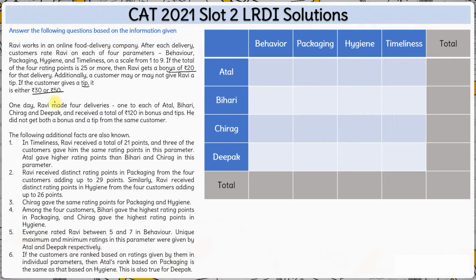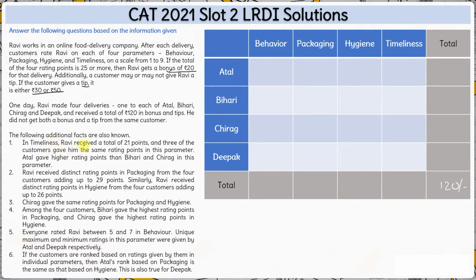50 rupees. Cool. One day Ravi made four deliveries, one to each of these four customers, Atal, Bihari, Chirag and Deepak, and received a total of 120 rupees in bonus and tips. So whatever bonus or tip each of the customers will give, the total here will be 120 rupees. Fine. The following additional facts are also known.